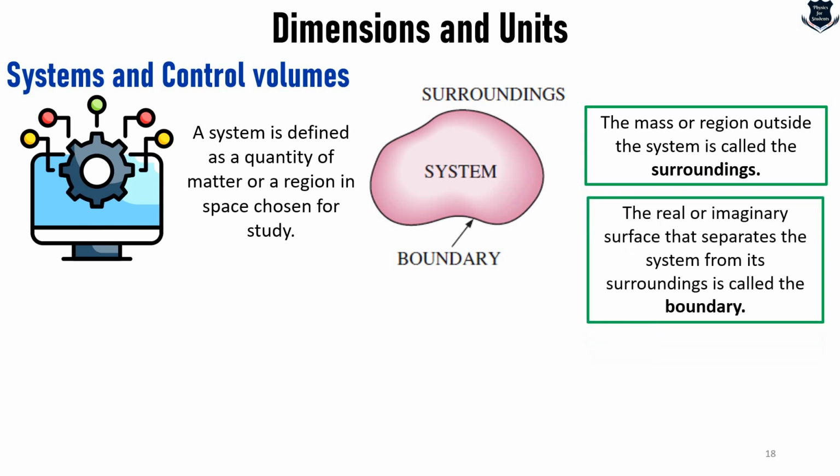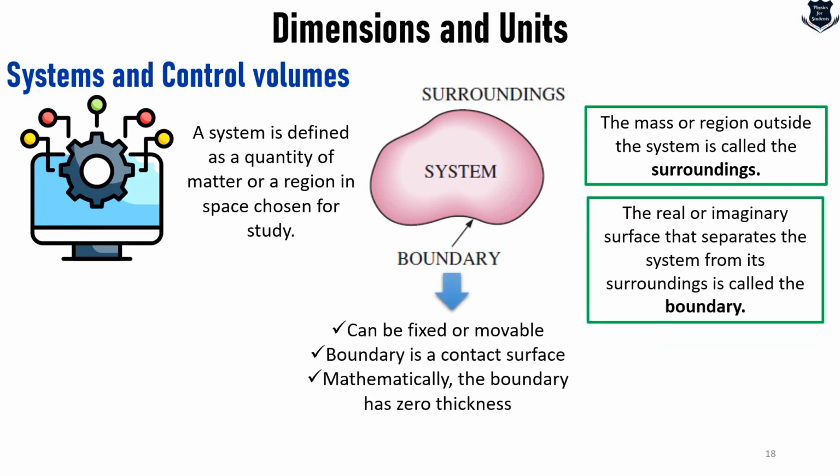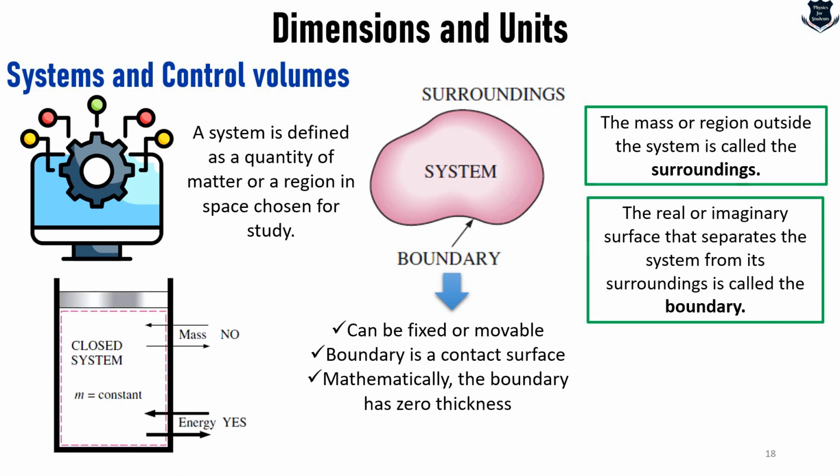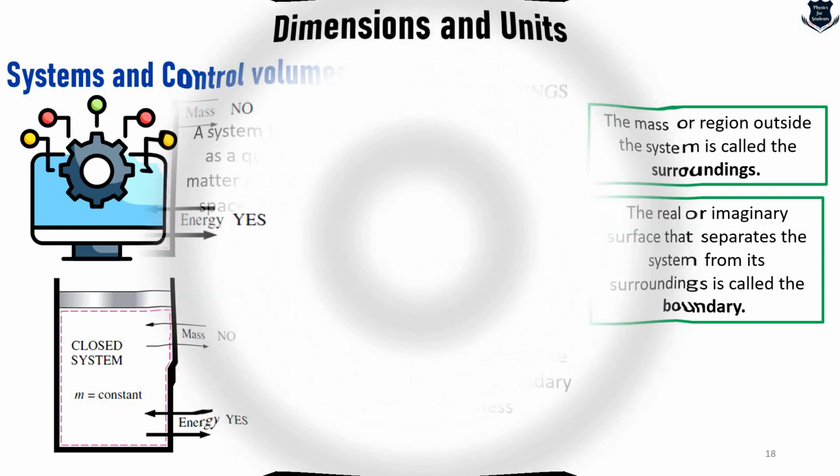Here you can see the real and imaginary boundary, and there are a few features which are very important: the boundary of a system can be fixed or movable. The boundary is the contact surface shared by both the system and the surroundings, and mathematically we can say that the boundary has zero thickness, and thus it can neither contain any mass nor occupy any volume or space. This is an example of what we call a closed system, and I will now define the difference between a closed and an open system.